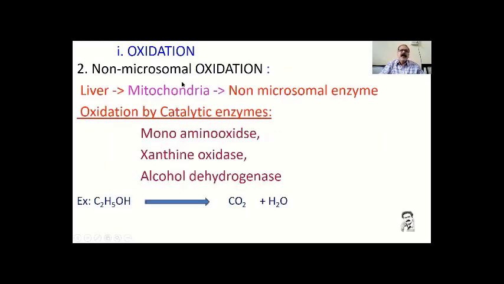And in the non-microsomal section, the oxidation part also takes place. The difference is that here, catalytic enzymes come into the picture. These catalytic enzymes assist this oxidation part. So monoamine oxidase, xanthine oxidase, or alcohol dehydrogenase, which is called ADH, all such catalytic enzymes come into the picture. They do oxidation in the non-microsomal oxidation part. If ethyl alcohol is there, it will be converted into carbon dioxide and water.